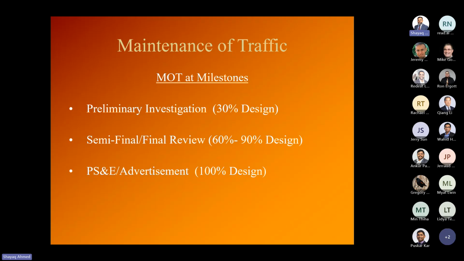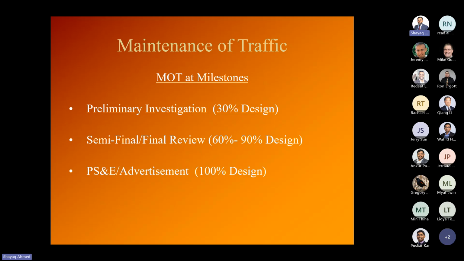We usually have 4 steps in the milestones: preliminary, semifinal, final review, and PSNE, which is advertisement 100% plans. For conceptual MOT plans during preliminary, we only show the shading, preliminary sequence of construction, and the general notes. And when you do the estimate for the preliminary design, which is the 30%, we only do a major quantities estimate.